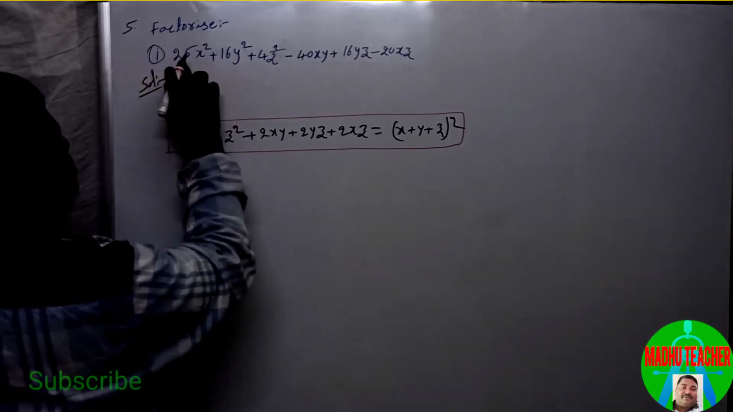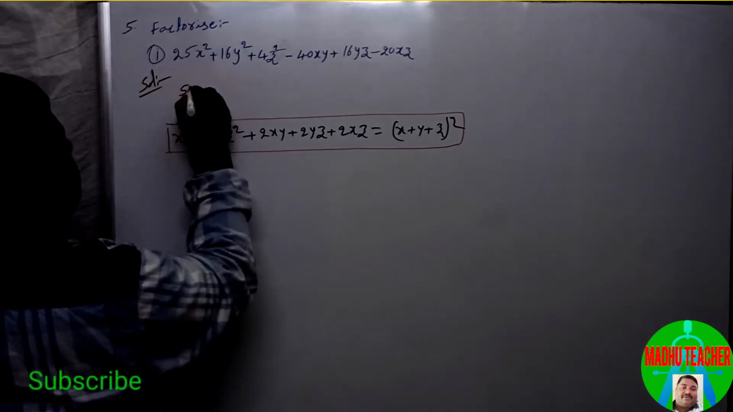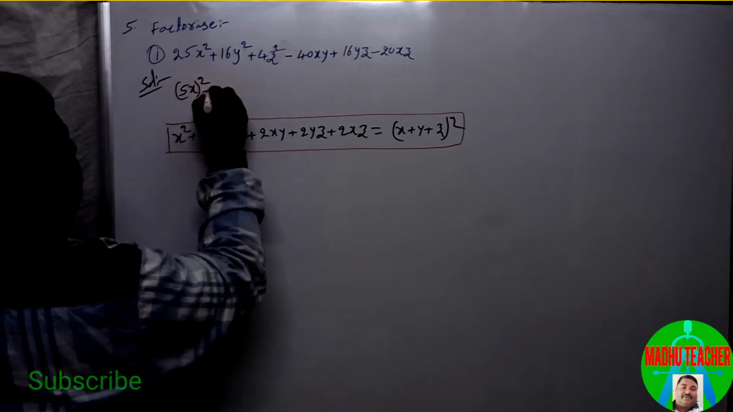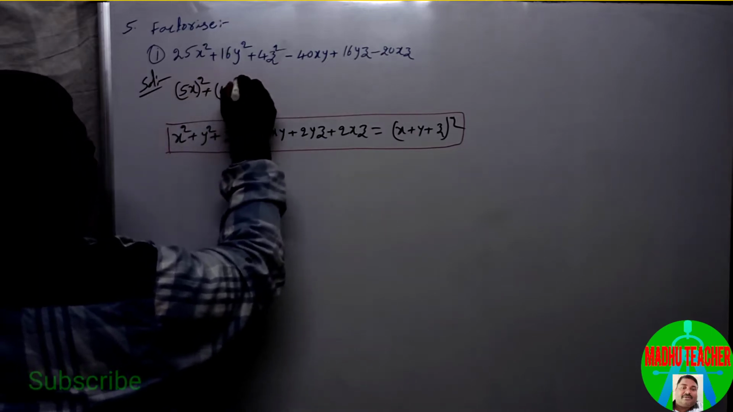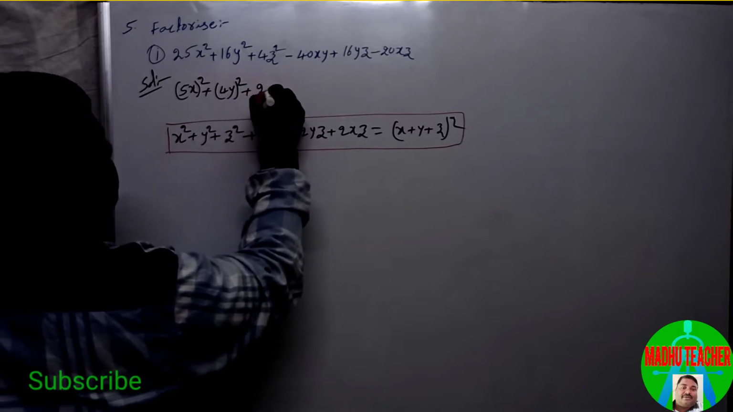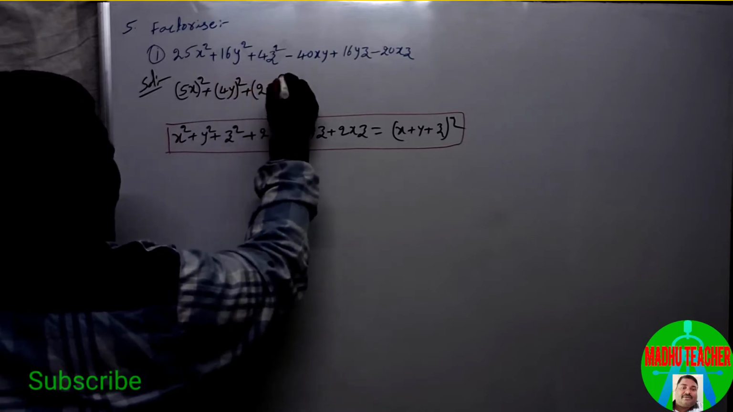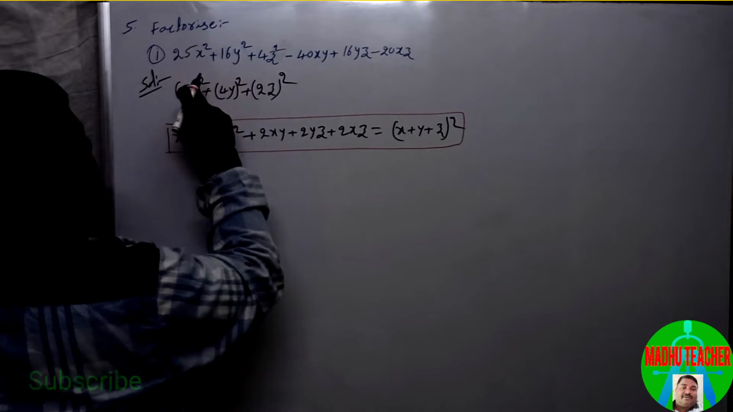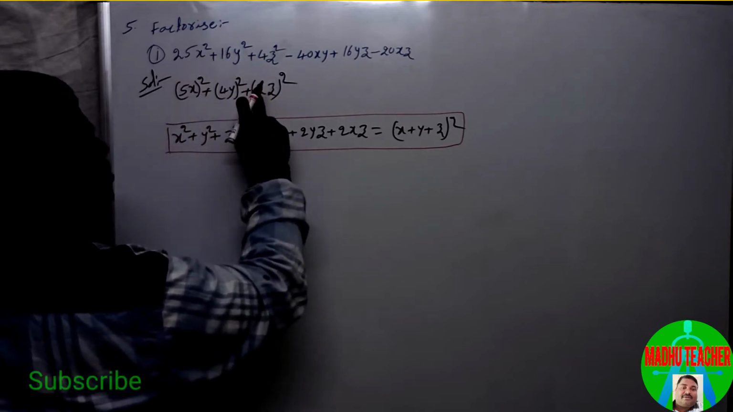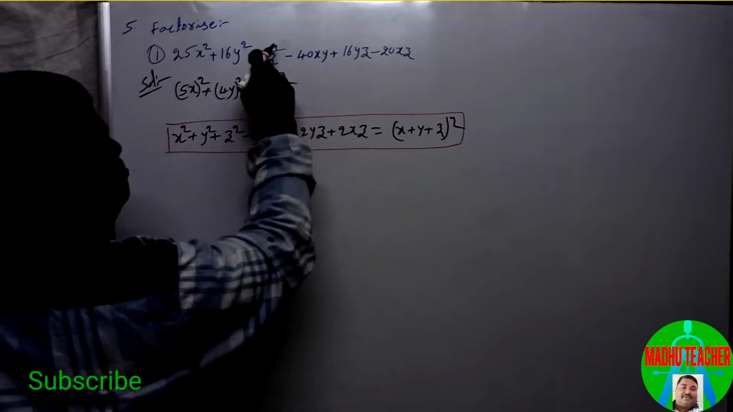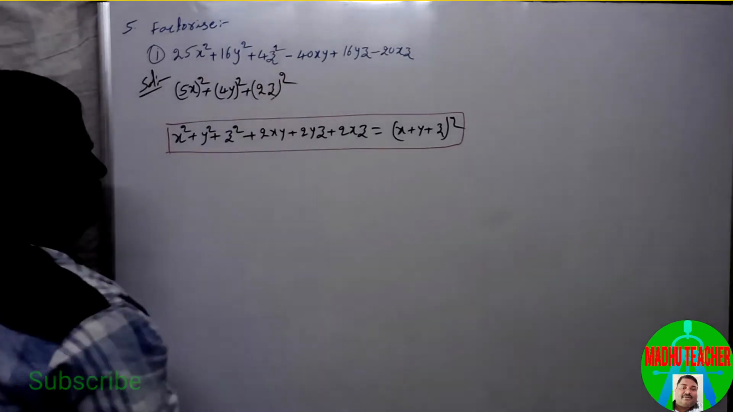So the first one is 25x square, that you can write as 5x whole square. This is 4y whole square and it is 2z whole square. So 5 square is 25, x square, 4 square is 16, y square, 2z whole square, that is 2 square is 4, and z square.